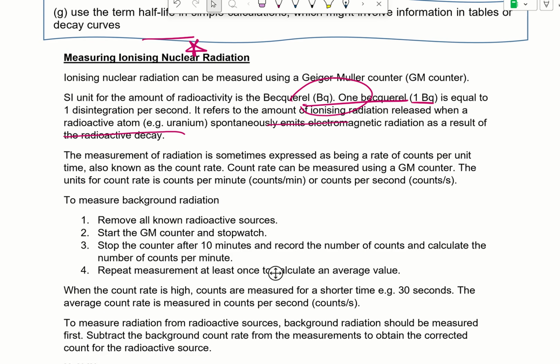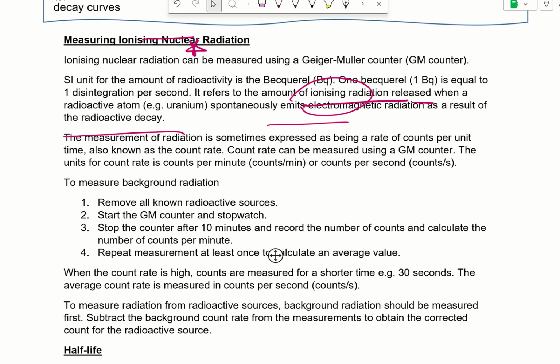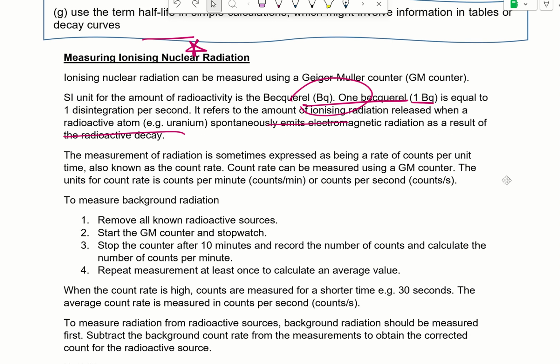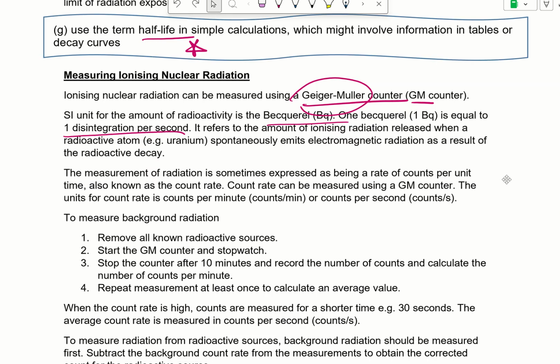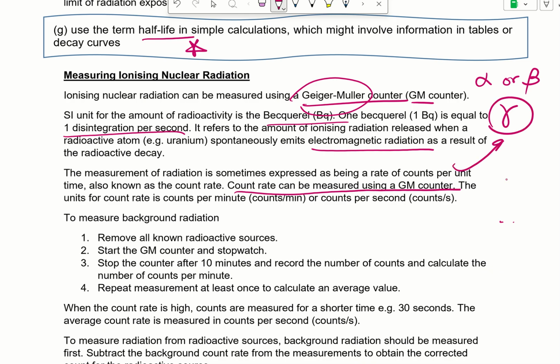It refers to the amount of ionizing radiation released when a radioactive atom, for example uranium, spontaneously emits radiation. The measurement of radiation is sometimes expressed as the rate of counts per unit time, also known as the count rate. This count rate can be measured using a GM counter. It measures the EM radiation because when a nucleus undergoes alpha or beta decay, it also emits gamma. So by measuring the amount of gamma radiation, I can know the count rate.